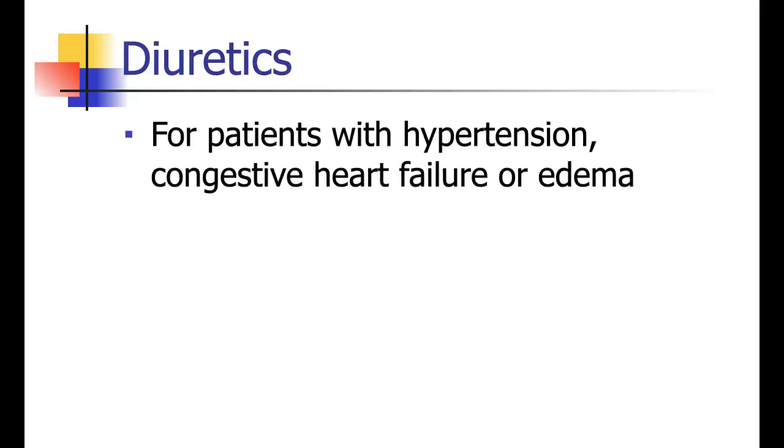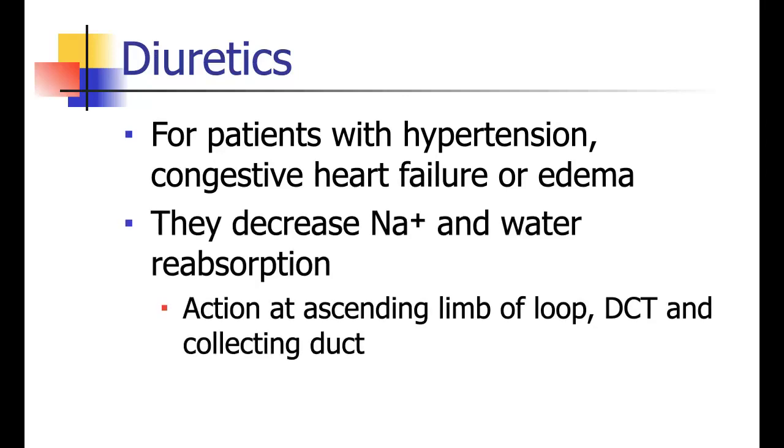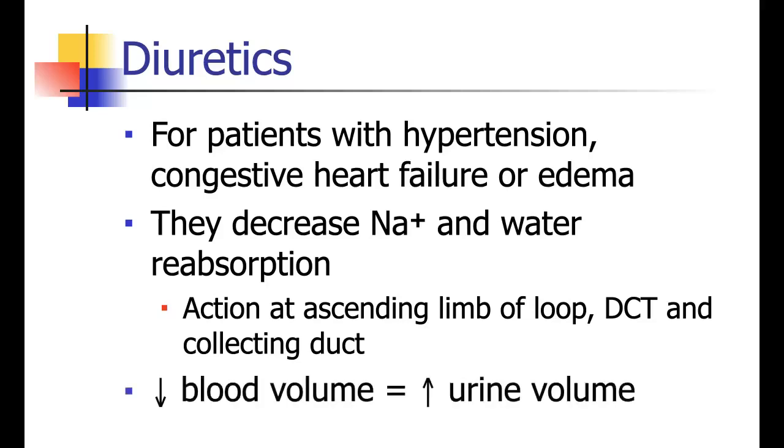Okay, so commonly in use, diuretics are going to be for patients with hypertension, congestive heart failure, or edema. They're going to generally decrease sodium and water reabsorption. And the action can be various places as shown in that previous picture, right? The action can be at the ascending limb of the loop, the DCT, and the collecting duct. And the idea being that if you have a decreased blood volume and an increased urine volume, you're then going to have decreased blood pressure.